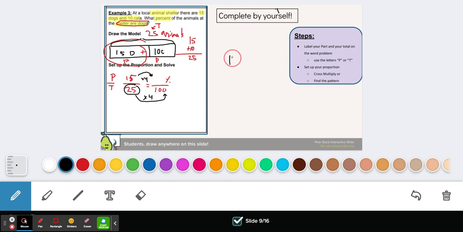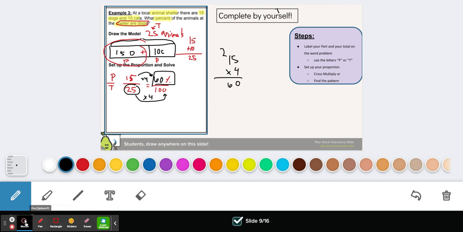So when I do 15 times my 4, 5 times 4 is 20. 4 times 1 is 4, plus 2 more is 6. That means in total there is 60% of animals that were dogs at the animal shelter. So 60% right here is my answer.